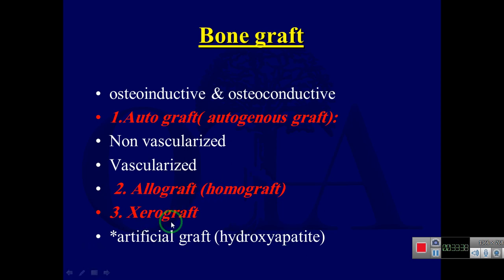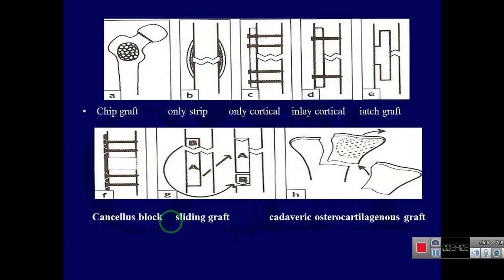The third type is xenograft, where the graft is obtained from a mammalian species like pig or cow, which is not available now. The commonly used one nowadays is the artificial graft, which is hydroxyapatite. It comes in the form of pills, cream, paste, or chips, and is mixed with the bone graft and implanted in the patient. This is a different form of the bone graft.